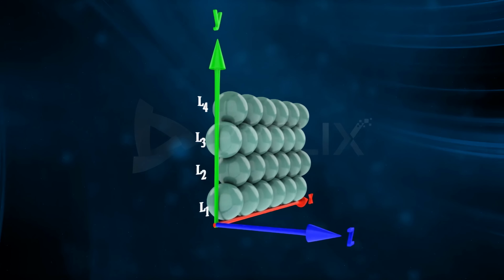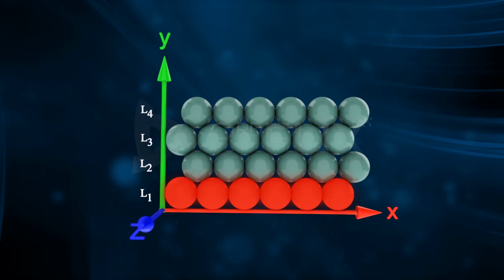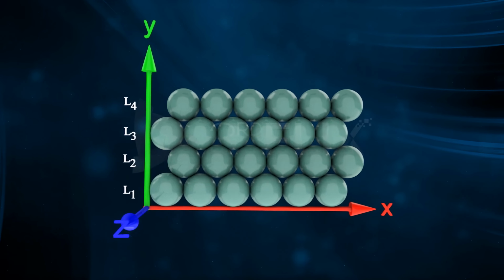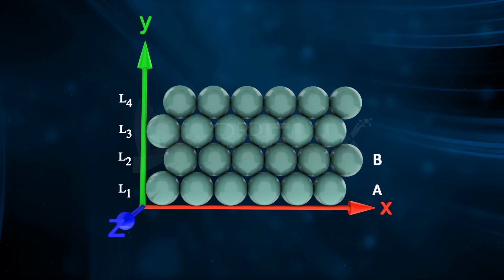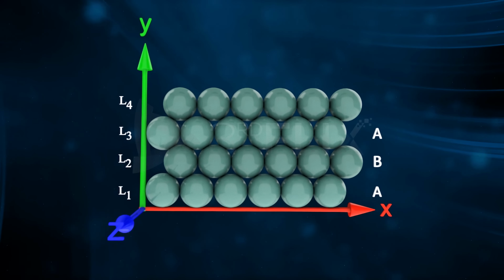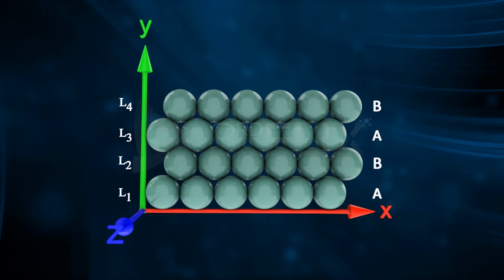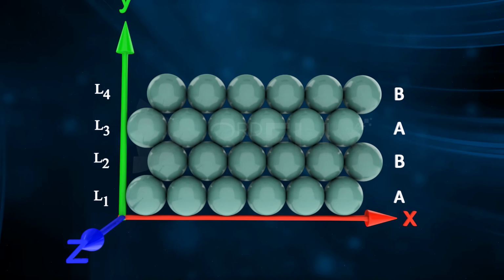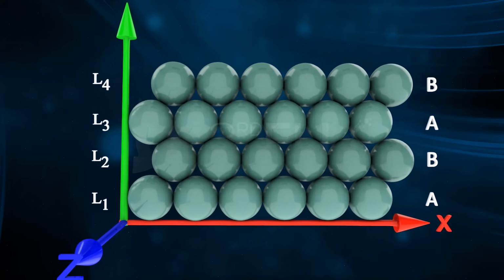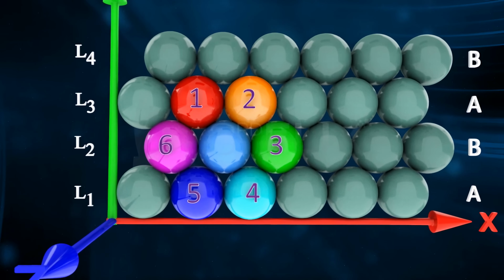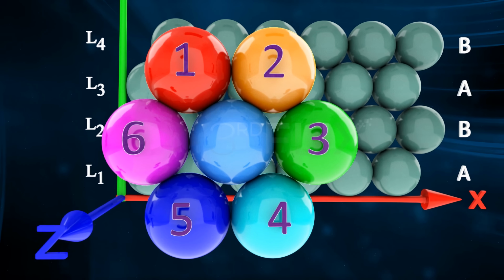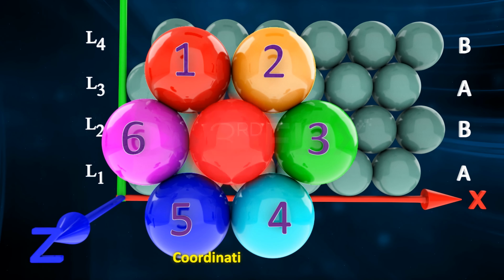If the arrangement of spheres in the first layer is of type A and that of the second layer is type B, then the arrangement of spheres in the third layer is again of type A and that of the fourth layer type B. The packing thus obtained is called AB-AB type packing. Observe that each sphere in this arrangement is in contact with 6 other spheres, 2 on either side, 2 in the layer below, and 2 more in the layer above. Therefore, the coordination number of the sphere becomes 6.